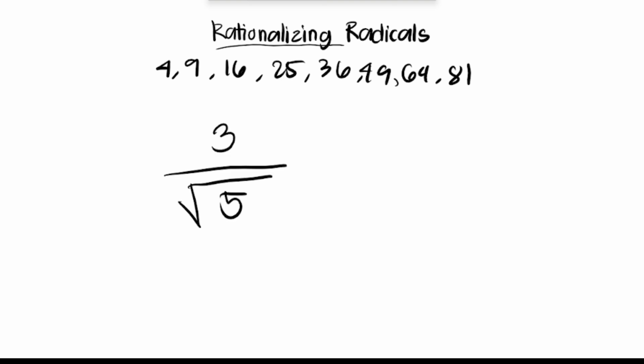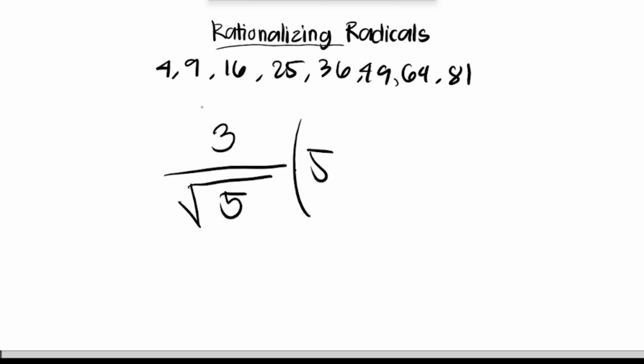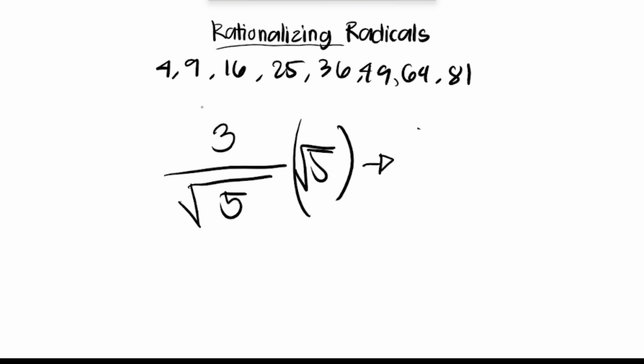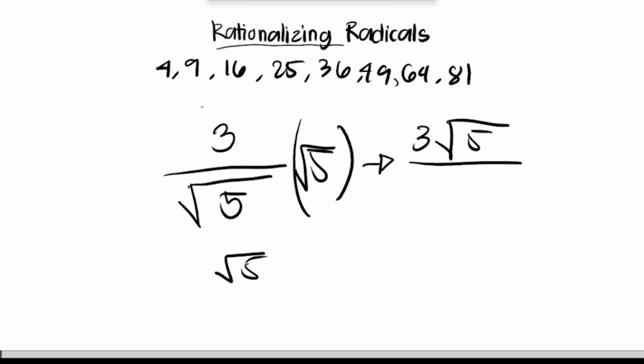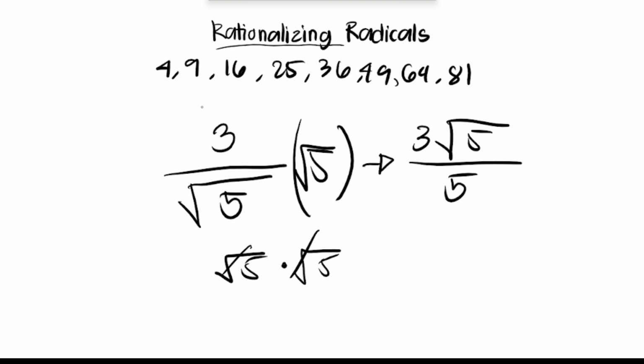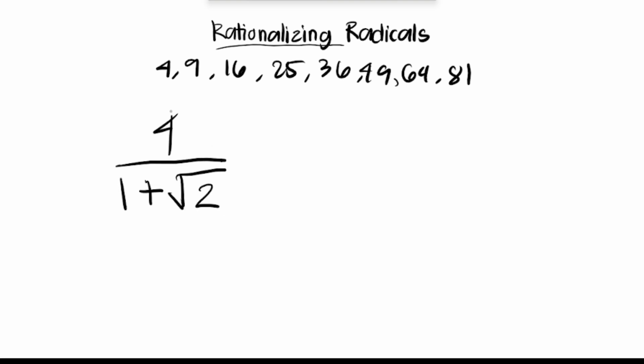You can pause the video if you want. Now, to do that, all we have to do is multiply the numerator and denominator by square root of 5. So that's 3. If you're going to multiply, radicals cancel out, so we have 5 remaining. That's our answer. So what we're going to do is conjugate the denominator.